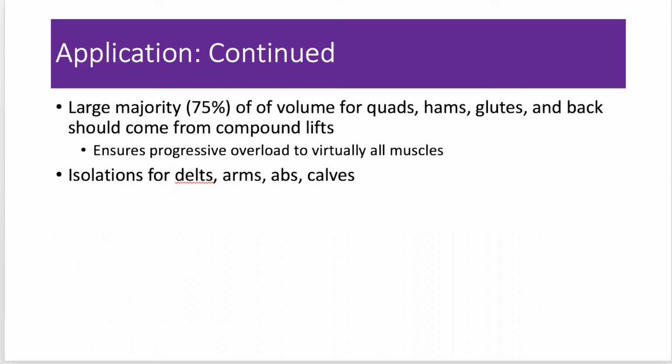I think the majority or 3/4 of your volume for quads, hams, glutes, chest, and back should come from compound movements, then isolations for the arms and delts.